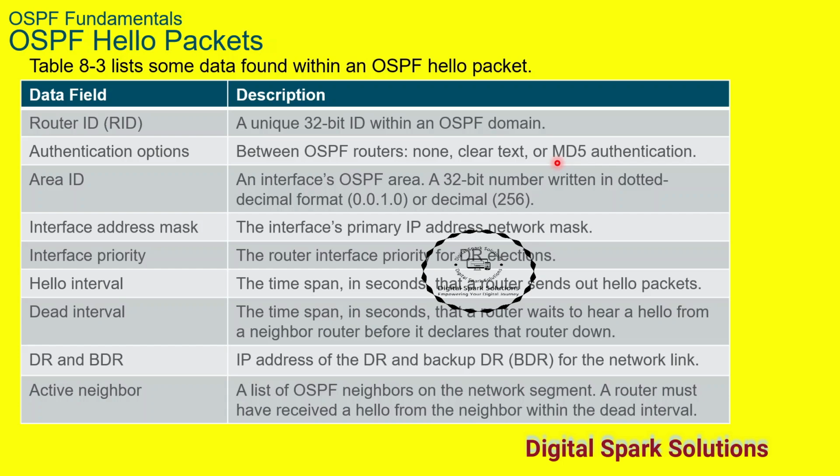If a router does not receive a hello packet within a dead time interval, it considers the link down. DR and BDR, where BDR is the backup designated router. Then we have active neighbor, a list of OSPF neighbors on the network segment from which our router must have received a hello packet within the dead interval.